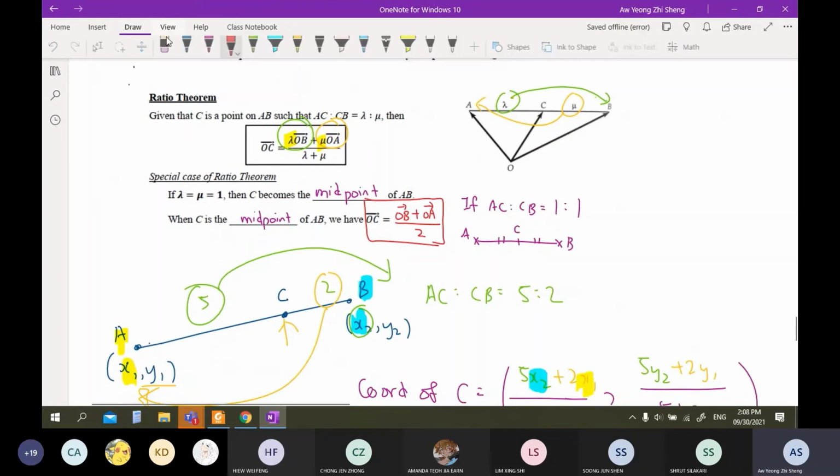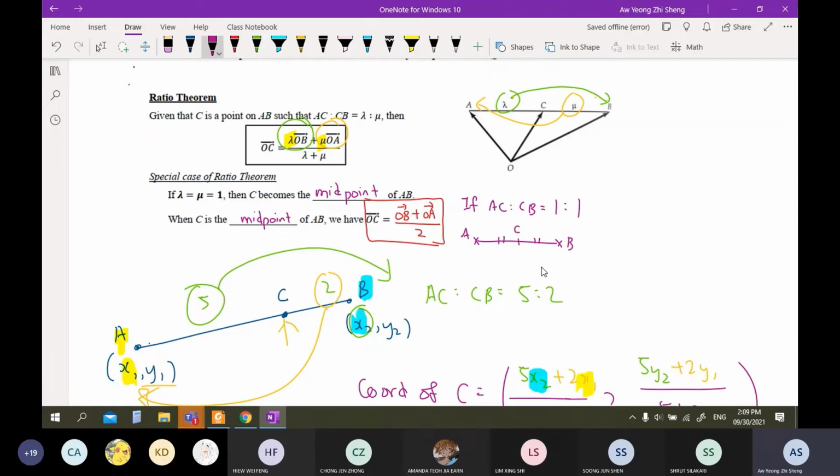Okay, so the purpose of me stating this special case is I want you to be aware that midpoint is just a special case of ratio theorem. Ratio theorem is a more general formula, while midpoint is just one specific case of ratio theorem, when the ratio is 1 to 1. Right, and that's it for this part.